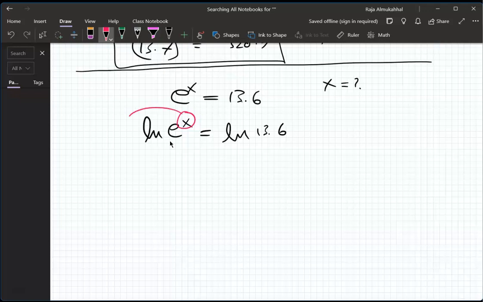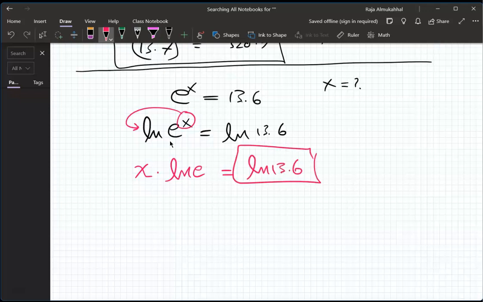This x right there, it goes there, so it becomes x times natural log of e equals natural log of 13.6. This one is not a big deal. I can just use my calculator and get that number. But what is ln e? Well, that's equal to 1, times x equals natural log of 13.6.